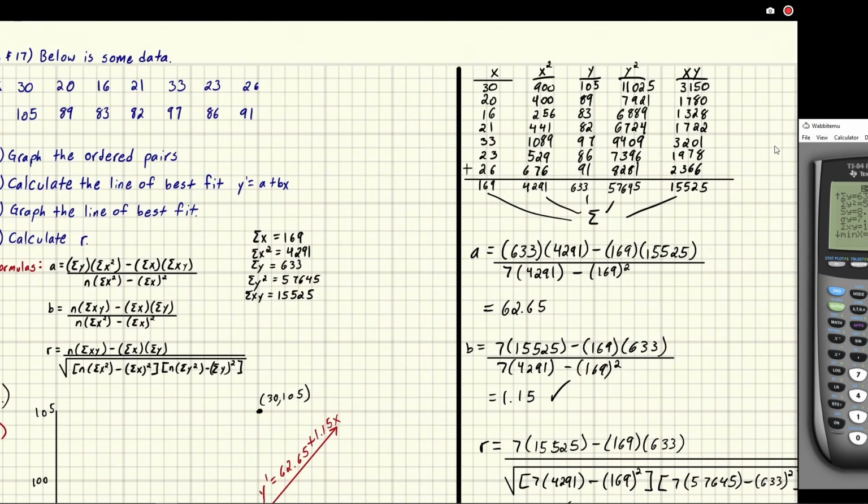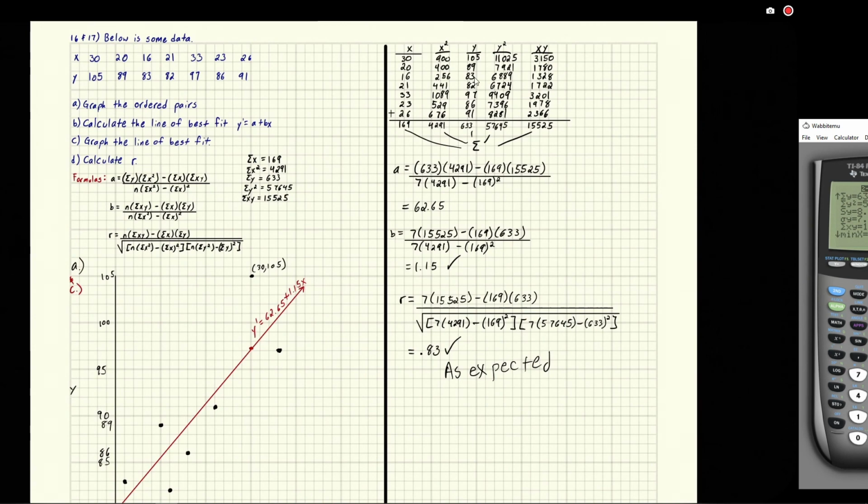So here we have x squared, y squared, xy. These are all the things that we need in order to plug it into these different formulas. So first I list out all my x values. So if we look over here, let me zoom out. Okay, so 30, 20, 16, 21, we just write all these down. So these are all the x values. Then we take each of these x values and we square them. So here's the x squared.